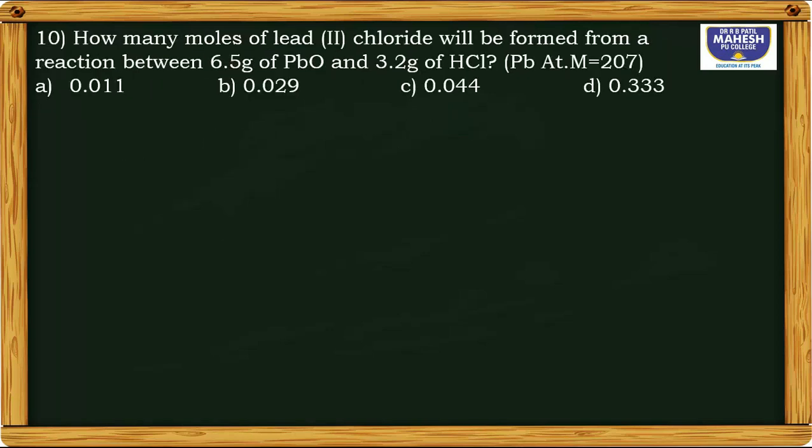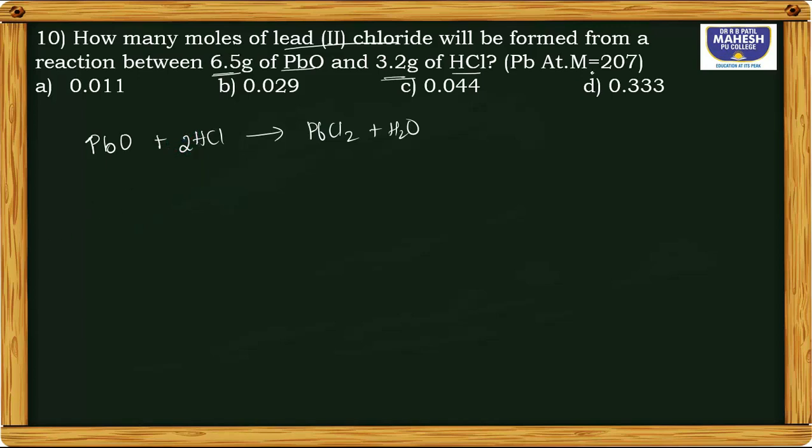Next question. How many moles of lead 2 chloride will be formed from the reaction between 6.5 grams of lead oxide and 3.2 grams of HCl? So we have to find out how many moles of lead chloride are going to form. First, let us write the reaction. Lead oxide reacts with HCl to form lead chloride, PbCl2, and water. This equation is not balanced; now it is balanced.